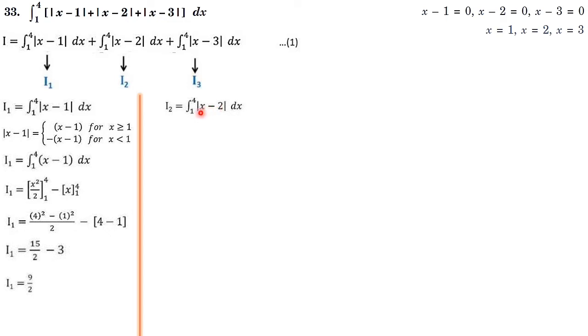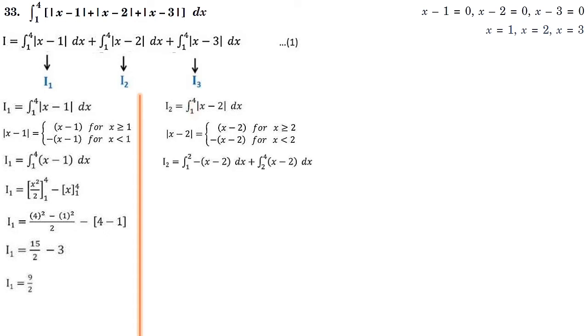By using the property of modulus function, mod x minus 2: if x is greater than or equal to 2, the function will take its positive value, that is x minus 2. And if it is less than 2, it takes the negative value, minus of x minus 2. Now 1 to 4 is there, and we have to split it. In the earlier problem we did not split because only the greater than 1 portion was there, so there was only one condition we could apply. But here it is not like that. Greater than 2 and less than 2 both are there in between 1 and 4.